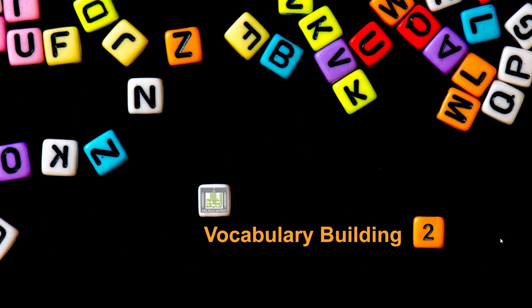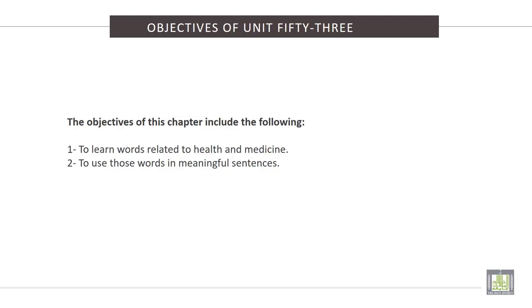Vocabulary Building 2, Unit 53, Health and Medicine. The objectives of this chapter include the following. 1. To learn words related to health and medicine. 2. To use those words in meaningful sentences. Now, listen to the video of this unit.